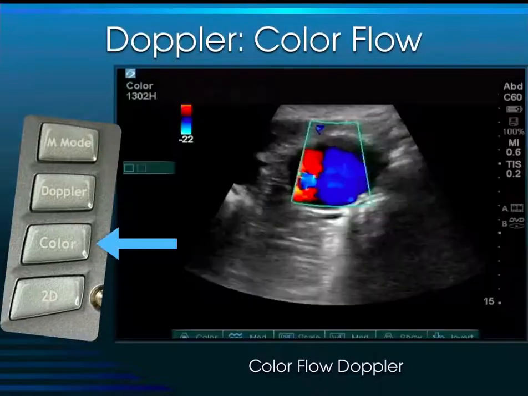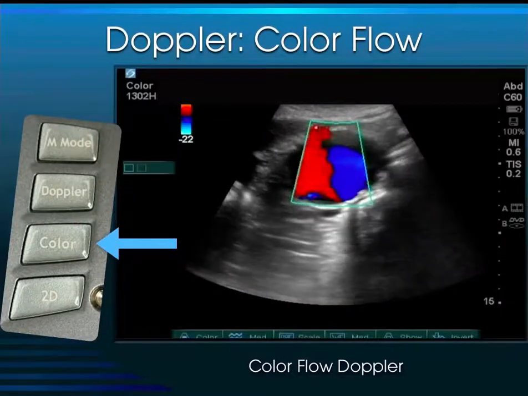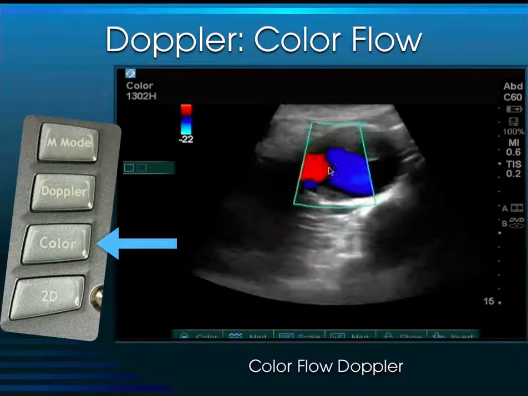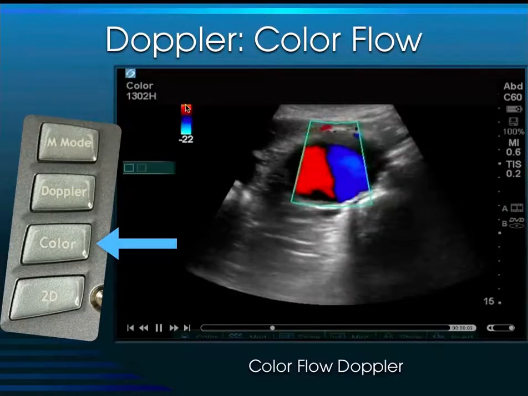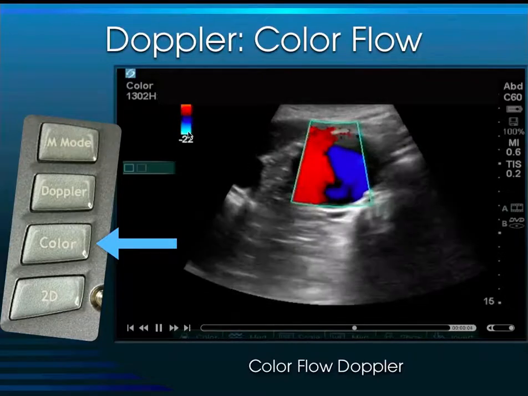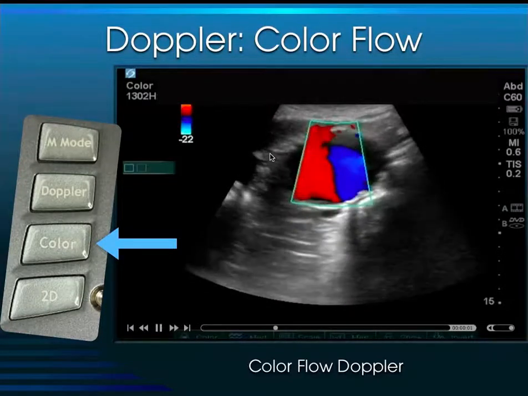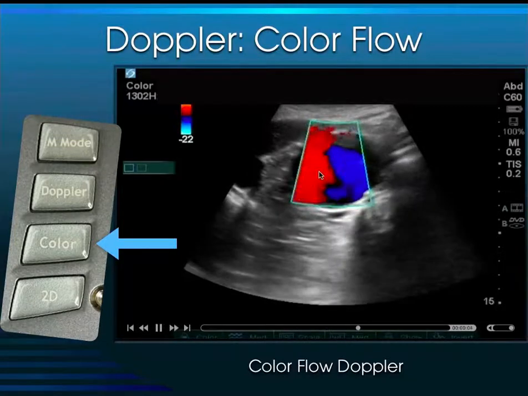And then there's the color flow Doppler. Color flow Doppler is directional flow. Red is flow towards the transducer. Blue is flow away from the transducer. And as we can see here in this aortic aneurysm, there is a turbulent flow kind of going back and forth.